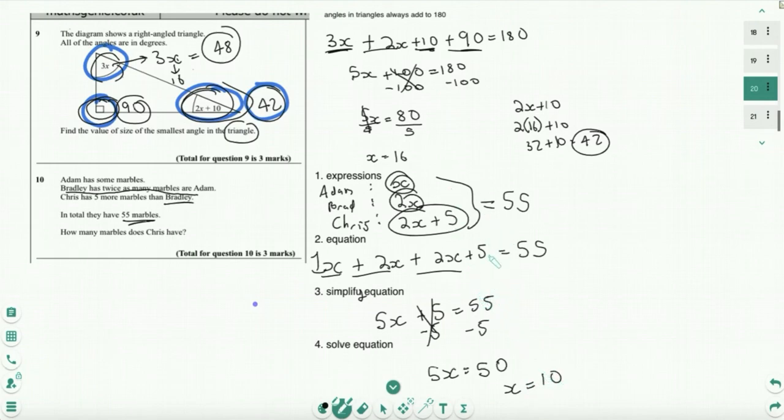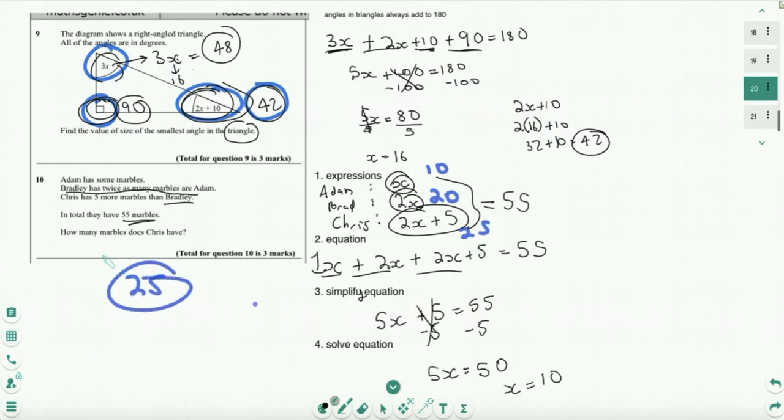So, Adam was X, so Adam has 10 marbles. Bradley is 2x, which means 2 times x, and x is 10. So 2 times 10 is 20. And Chris has 2x plus 5. Well, x is 10, so 2 times 10 is 20, plus 5 is 25.